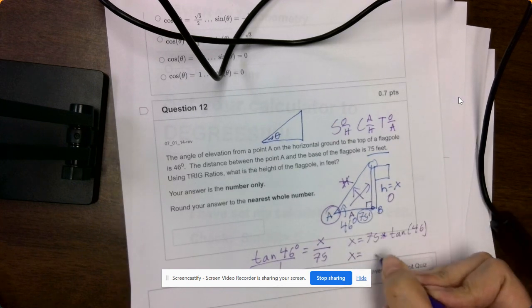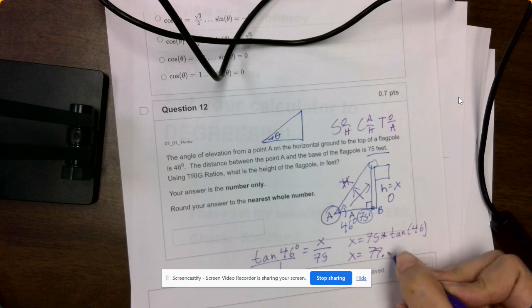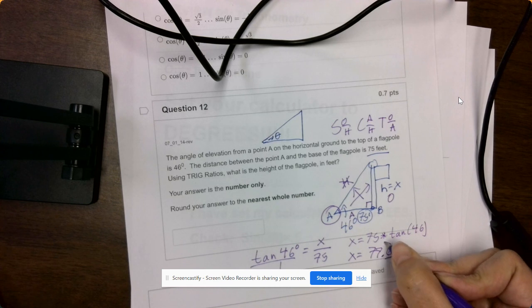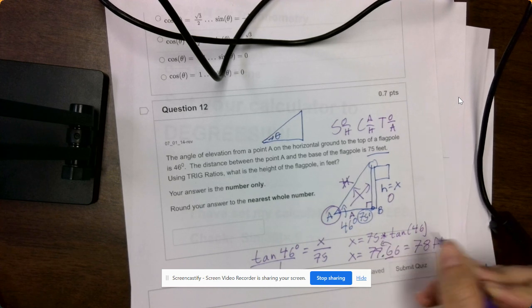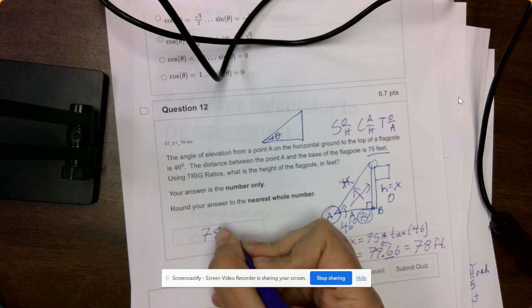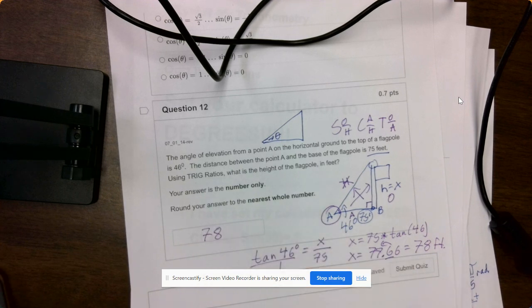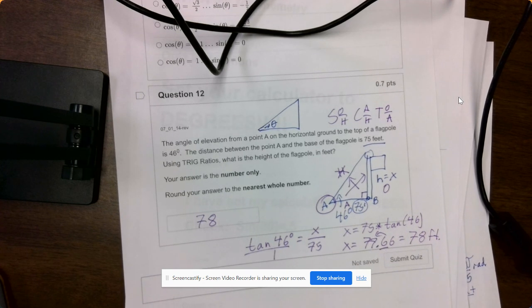And I got 77.665, and I've rounded up. We're going to round it to the nearest whole number, everybody. So I'm going to round it up to 78. So it will be 78 feet. So we just put 78 there. Okay, everybody, you got this.